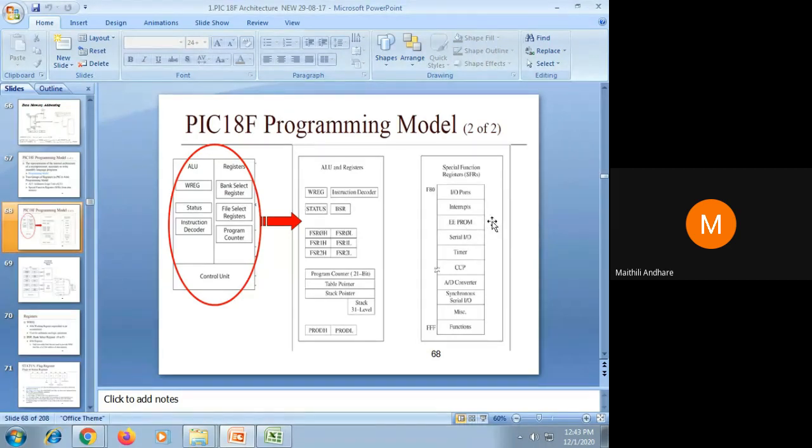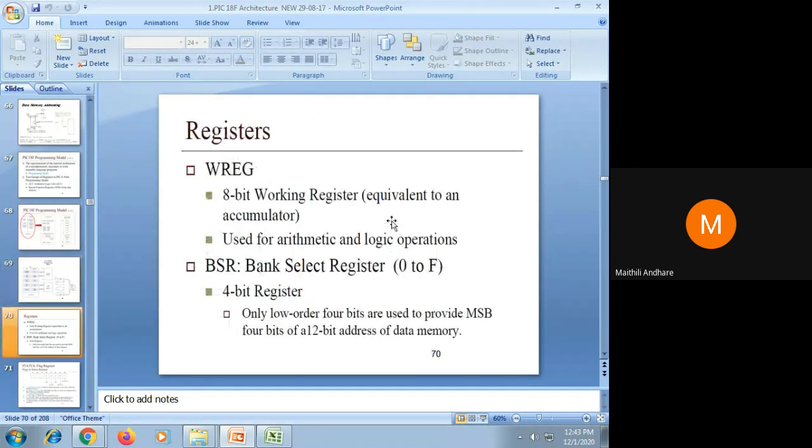Before going for the programming of PIC microcontroller, already I told working register is an 8-bit working register equivalent to the accumulator of your 8051 microcontroller. The job of that is basically arithmetic and logical operation, same as your 8051 microcontroller. If you remember a simple program of addition, one of the operands should be in accumulator. Same is the case here. One of the operands should be in working register, and once the operation is completed, the output is available in working register. And by using the move instruction, you can move that value to any location in memory or in some other register.